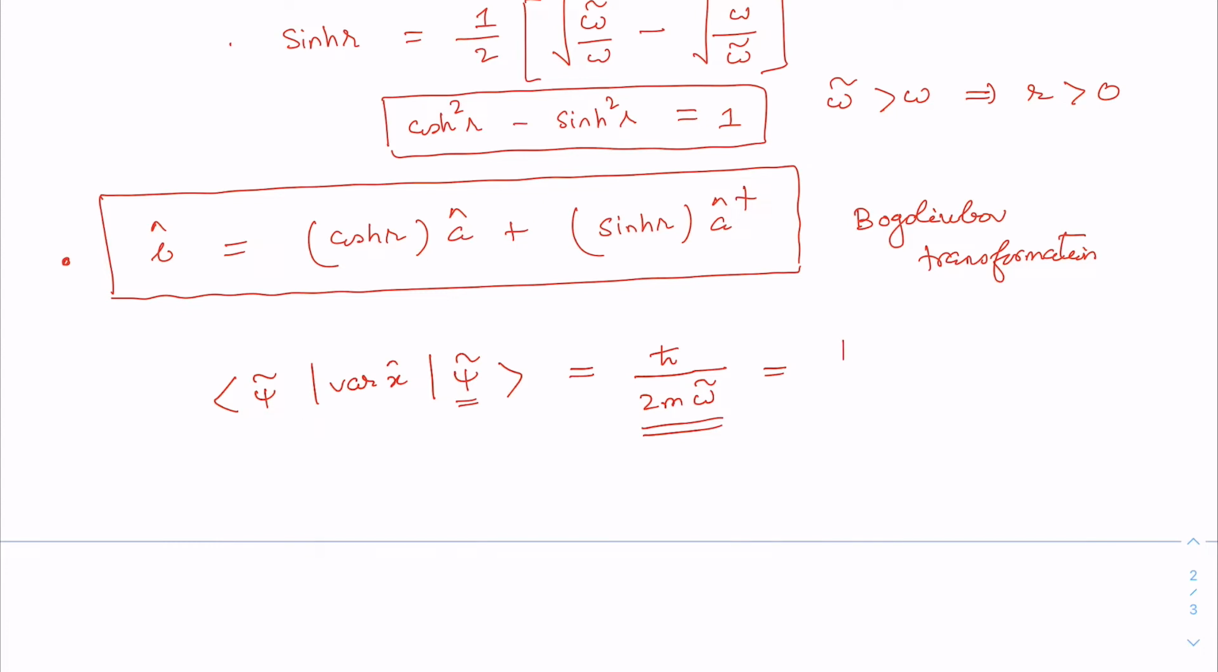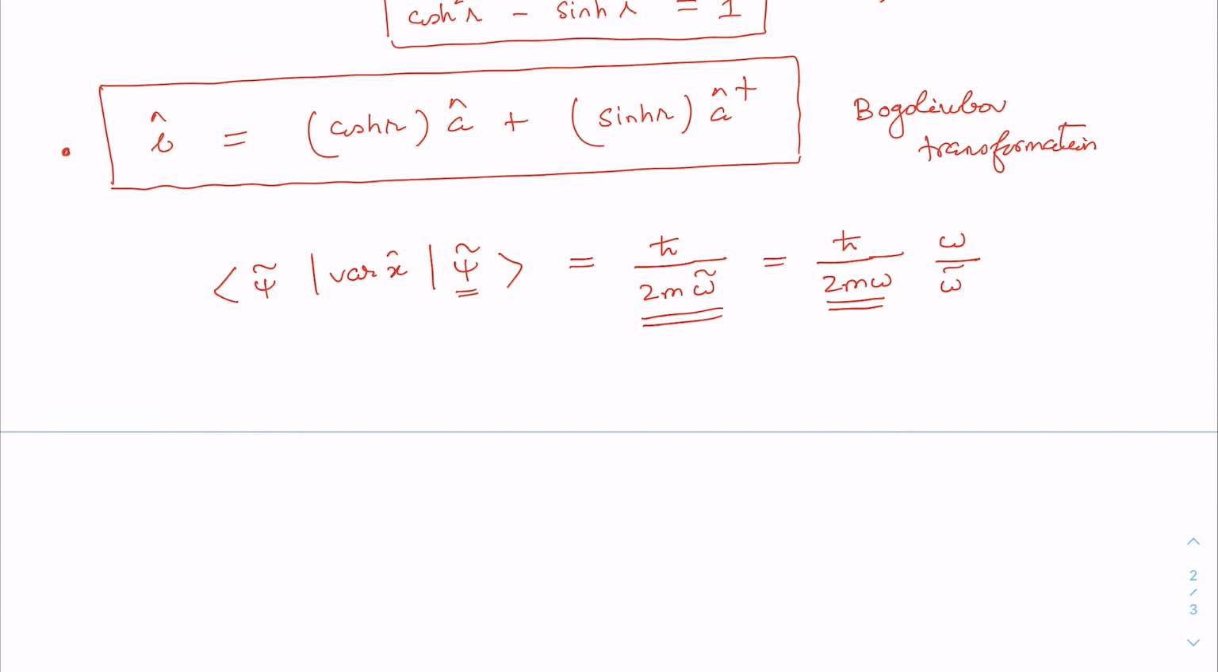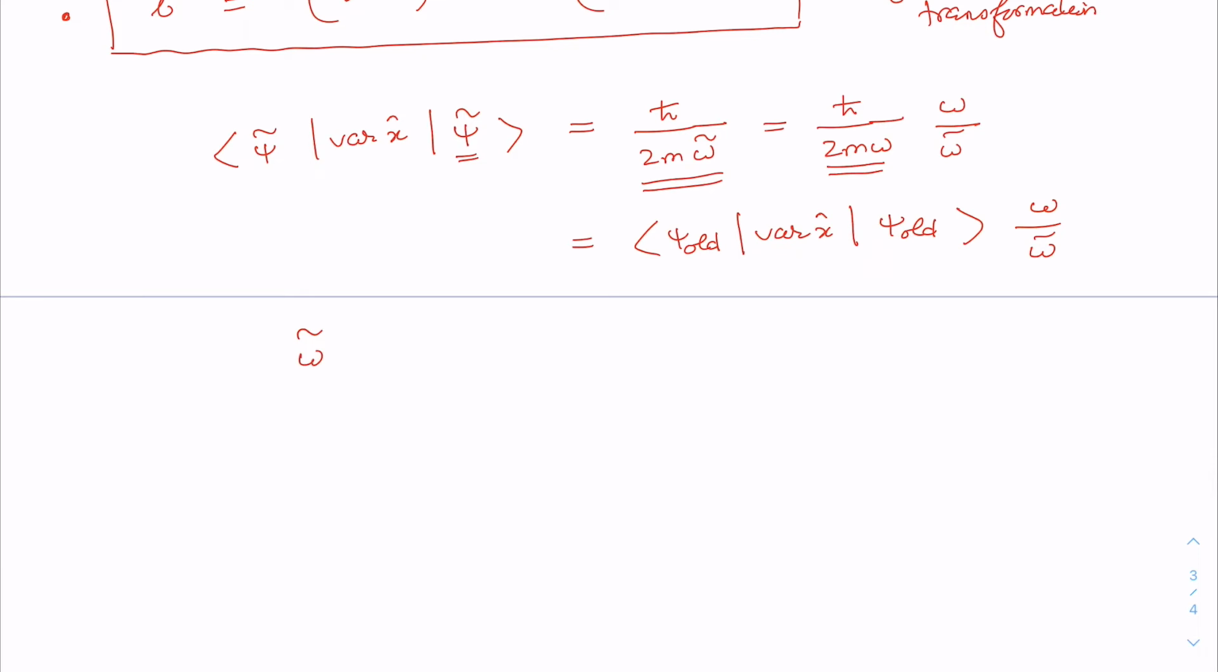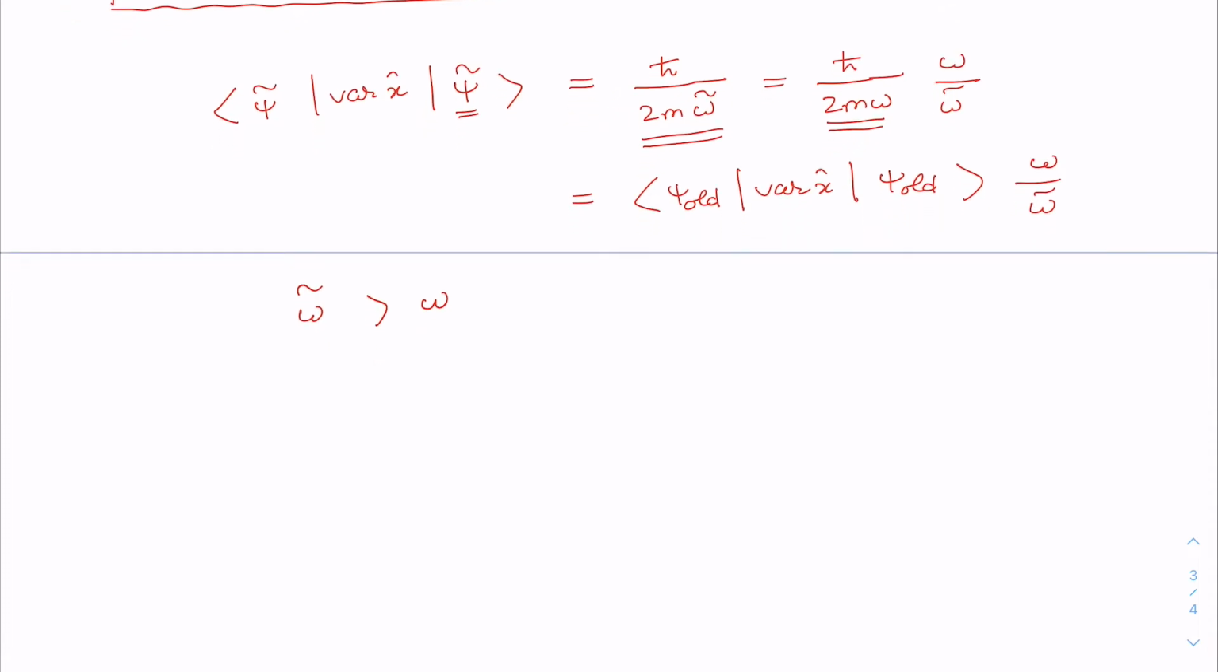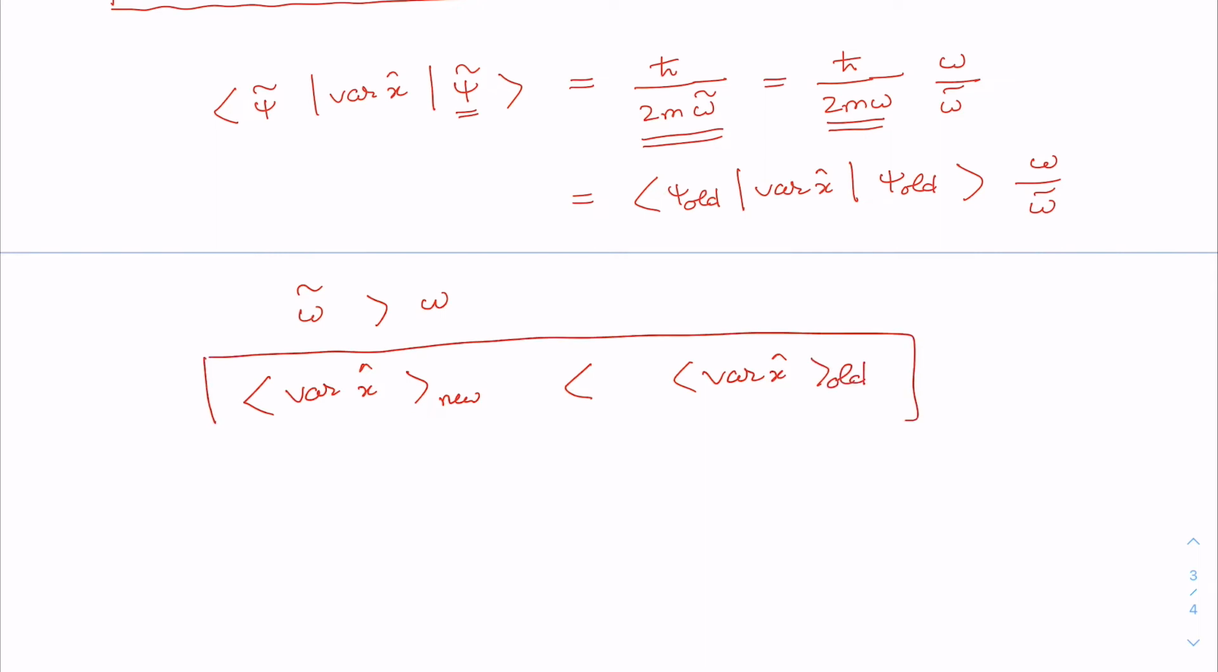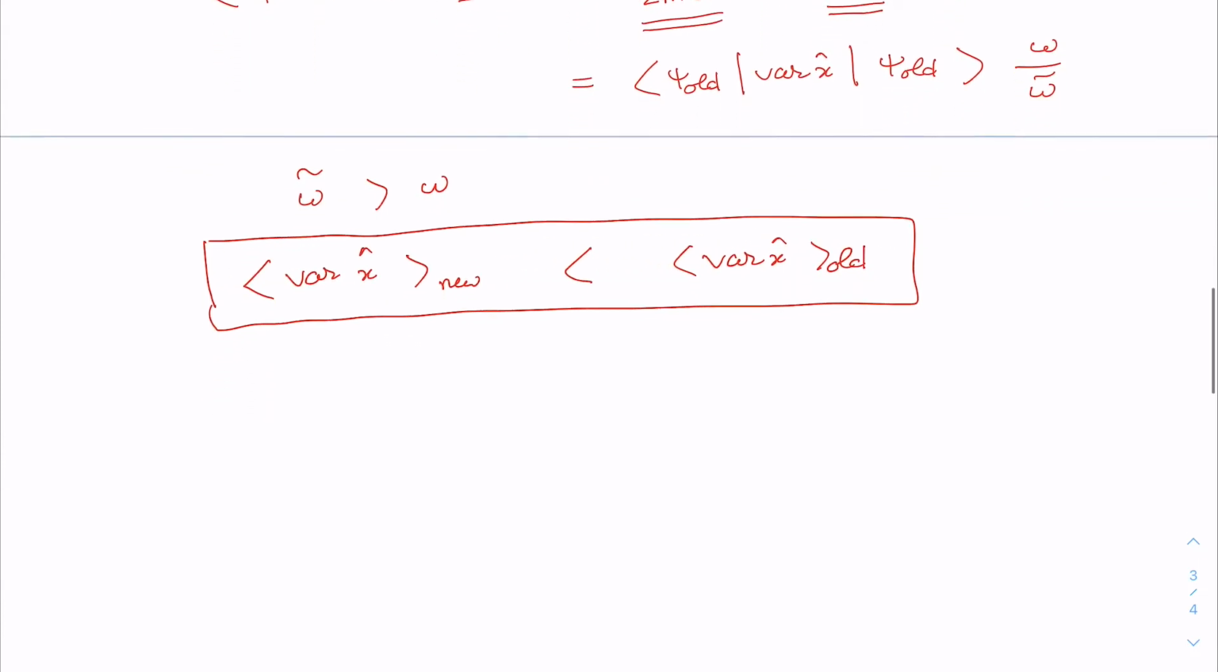This I can further write as h cross by twice m omega and omega by omega tilde, and you can easily recognize that this is again nothing but the variance of the position operator for the old harmonic oscillator, multiplied by omega by omega tilde. Now as you can see, omega tilde, the frequency of the new harmonic oscillator, is greater than the old harmonic oscillator frequency. So clearly we can see that the variance of x for the new harmonic oscillator is less than the variance of x for the old harmonic oscillator. Okay, and it is a clear indication that the uncertainty in position is decreasing.